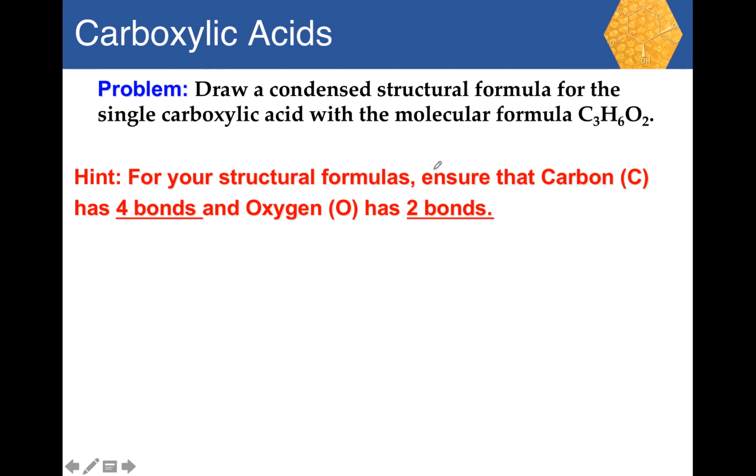Let's see if we can do this. Draw a condensed structural formula for a single carboxylic acid with this molecular formula. So notice the molecular formula does not give you an idea of the structure of the functional groups or the structure of the molecule. It just tells you how many atoms are in that particular molecule. So once again, we have to ensure that carbon has 4 bonds whenever we draw out the structure, and we have to ensure that oxygen has a maximum of 2 bonds whenever we draw out the structure.